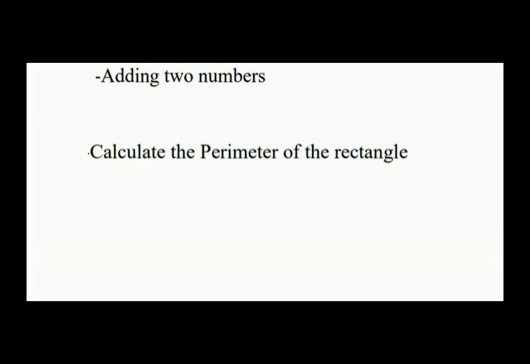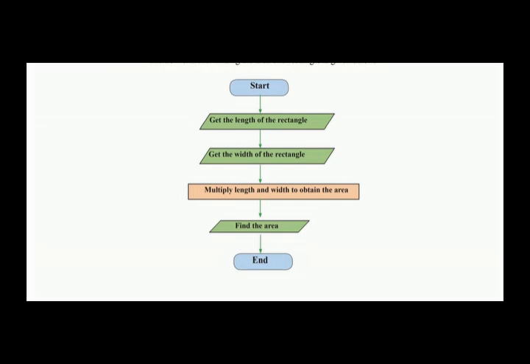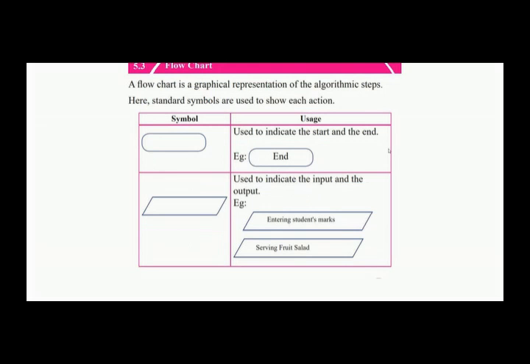Now we are going to the activities, right? Adding two numbers and calculate the perimeter of a rectangle. You have to draw the flow chart. So before drawing this, we will take down the note. We will take down the note from the beginning. Then after that, we will do the exercises.